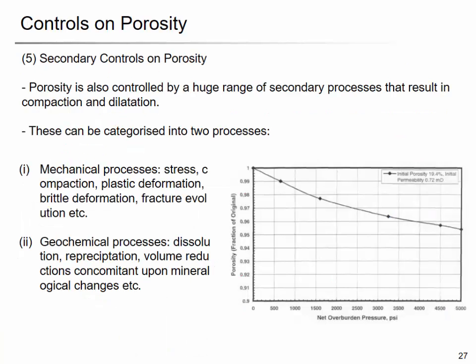Okay. The secondary controls on porosity are compaction and dilation. And so there are two categories, the mechanical process and the geochemical process. Mechanical process includes stress, compaction, clast deformation, brittle deformation, fracture evolution. And geochemical process includes dissolution, precipitation, and volume reduction upon mineral composition changes.